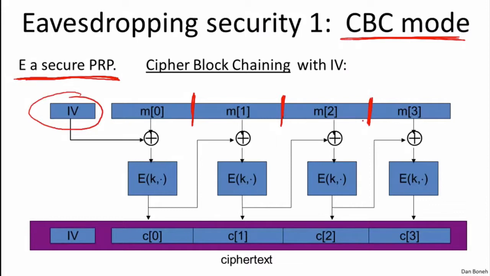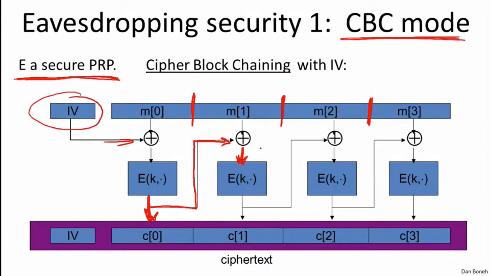And then we start off as follows. We XOR the IV into the first message block, and then we encrypt the result, and that gives us our first ciphertext block. But now we also take our first ciphertext block and we use that to tweak the next block of plaintext. So now what actually gets encrypted by the PRP is the XOR of the plaintext block and the previous ciphertext block. And then we do the same thing again and again.